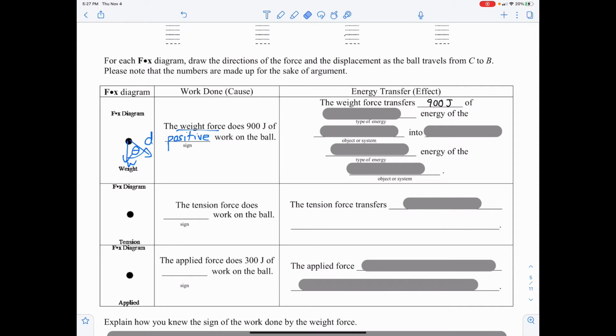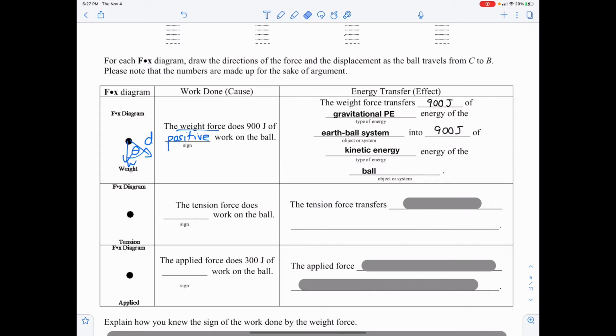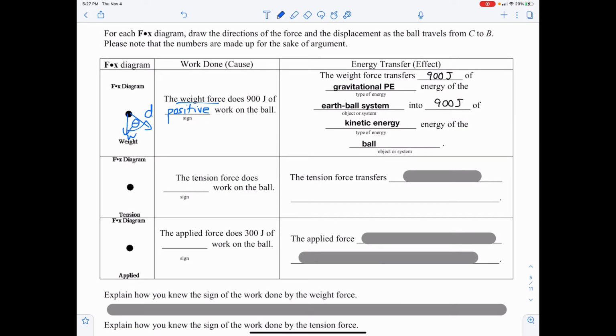The weight force transfers 900 joules of gravitational potential energy of the ball-Earth system, however you want to state it, and this turns into 900 joules of kinetic energy of the ball. Well, again, we've got the displacement going down in this direction. You've got the tension going up perpendicular to it, and perpendicular forces do zero work.